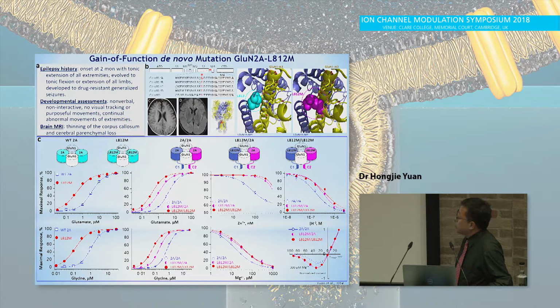Since the mutation in this patient is heterozygous and the NMDA receptor tetramer has 2 copies of the GluN2A subunit, we anticipate that some receptors of this patient may contain a single copy of the mutant.